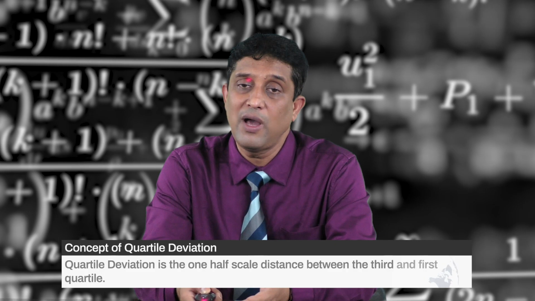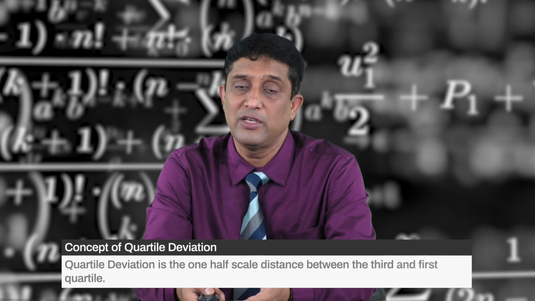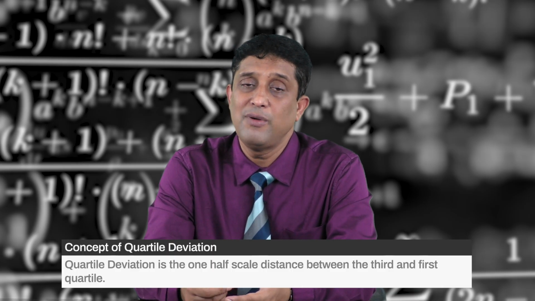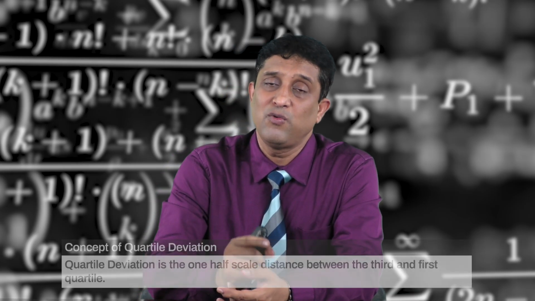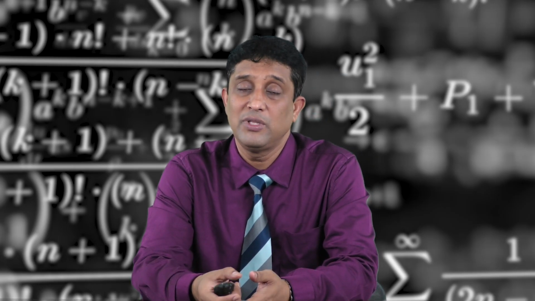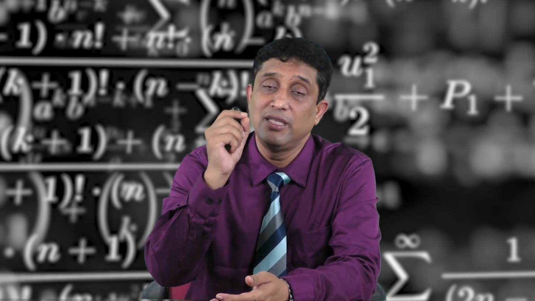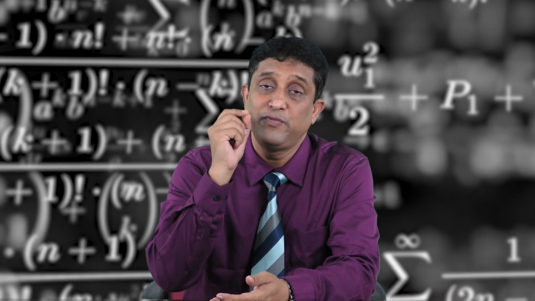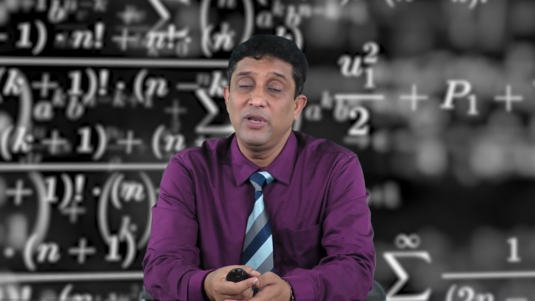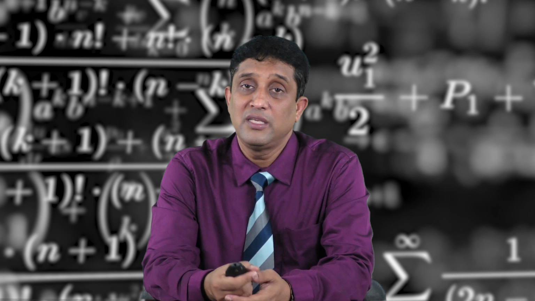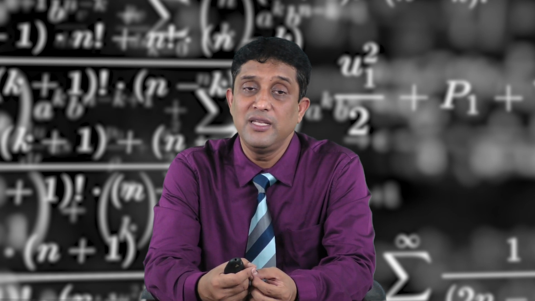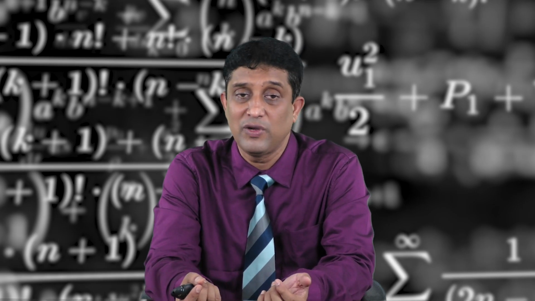Quartile deviation is the 1/2 scale distance between the third and first quartile. So first you have to understand what the first quartile is and what the third quartile is and what the second quartile is. Third quartile is called Q3 and first quartile is called Q1. So quartile deviation can be calculated by (Q3 minus Q1) divided by 2. Okay. So this is 1/2 scale distance between the third quartile and first quartile.